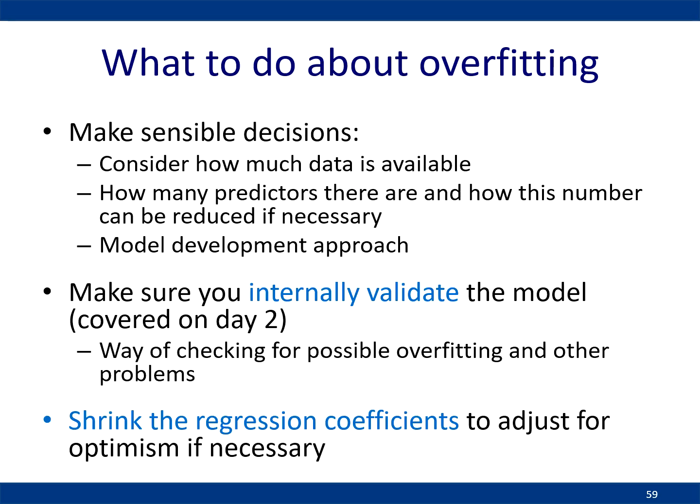So what can we do about it? Well, there's some steps we can take earlier on in our decision-making process as part of model development. So we need to firstly consider how much data we have available and how many events we have. We can also consider how many predictors we have and reduce that number if necessary using the data reduction techniques I mentioned earlier. And we can also carefully consider our model development approach.